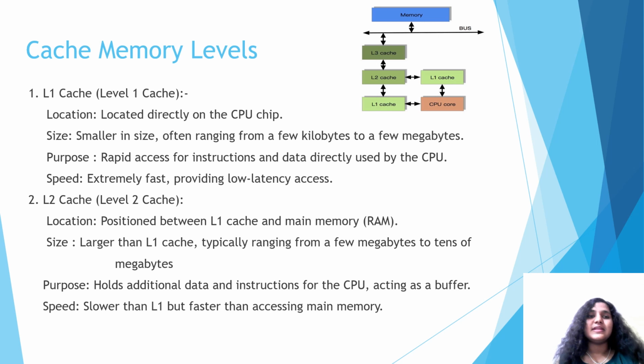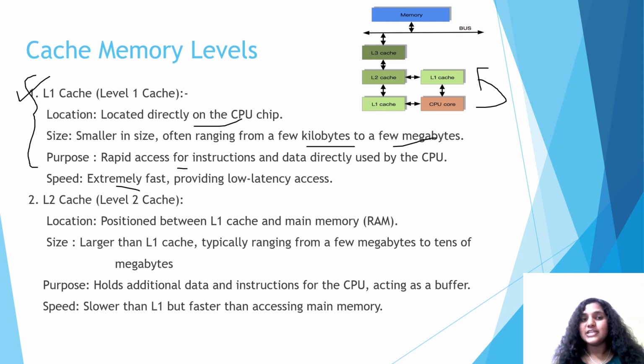So let us learn about the levels of cache. First there is the level 1 cache, which is located directly on the CPU chip, as you can see here. The size is very small, often ranging from a few kilobytes to a few megabytes. The purpose of the level 1 cache is rapid access for instructions and data directly used by the CPU, and the speed is extremely fast, providing low latency access. This is the level 1 cache, which is very near to the CPU, as you can see in the diagram.